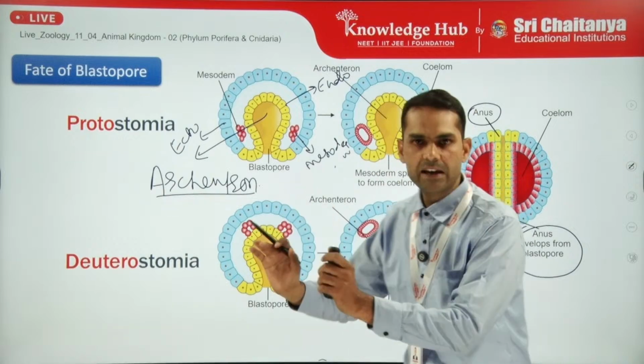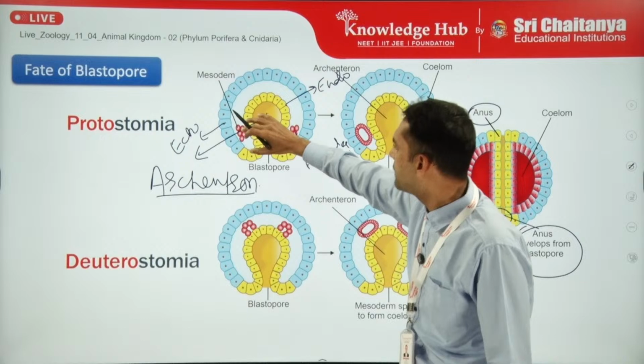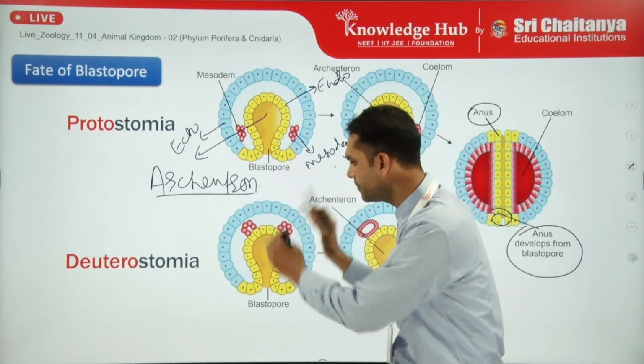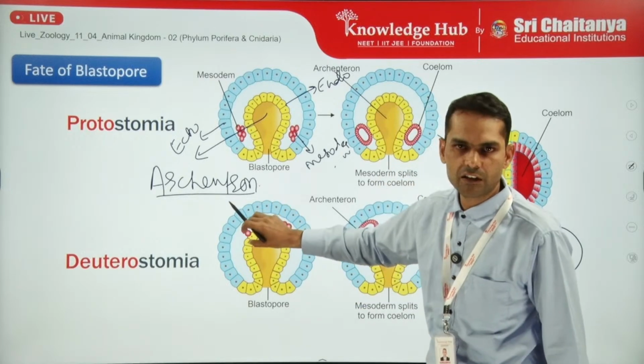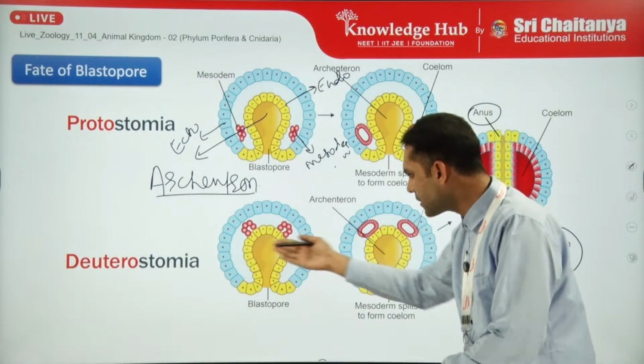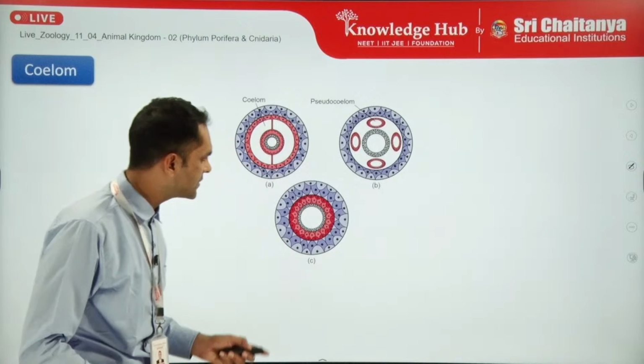So I'm giving you a brief introduction: if this mesoderm mass develops into the coelom, then such a type of coelom is called schizocoelom. And if the gut pouches form a mesodermal mass, a mesodermal pouch cavity, then the development of such a kind of coelom will be called enterocoelom. So we will discuss this also.